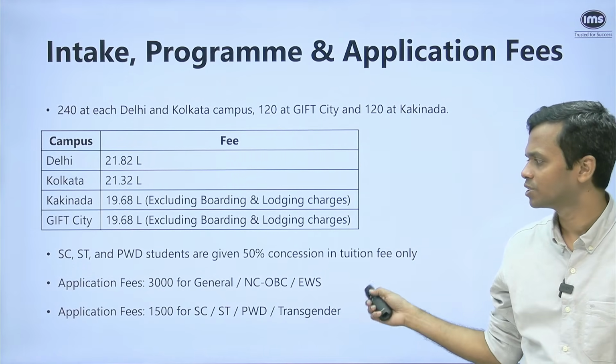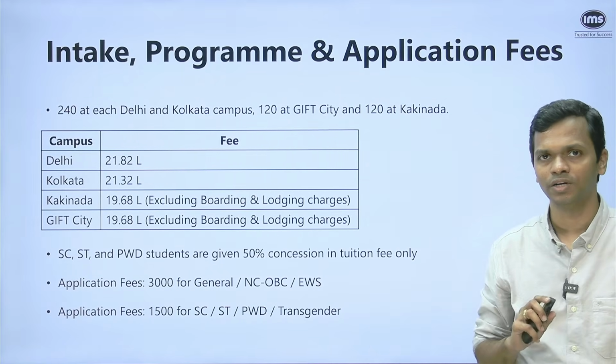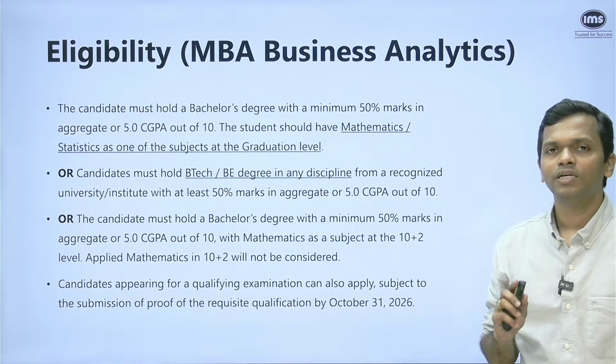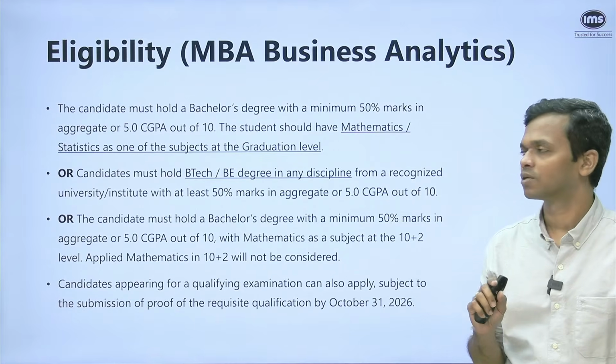So if you're general, NCOBC, EWS, it is 3,000. SC, ST, PWD and transgender, it is 1,500. Now, when you look at the eligibility for the business analytics program, there is a slight difference. Now, what is the difference?